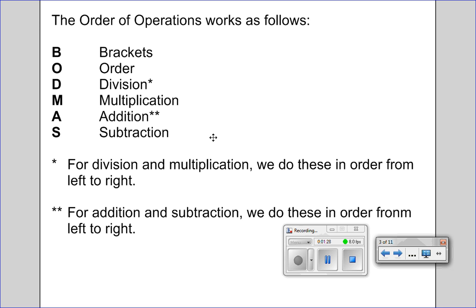And just a couple of important notes. For division and multiplication, we do these in order from left to right. So as you're looking from left to right, if a multiplication sign appears before a division sign, we actually do the multiplication first. And for addition and subtraction, we also do these in order from left to right. So again, if we see a subtraction sign before an addition sign going from left to right, we do the subtraction first.